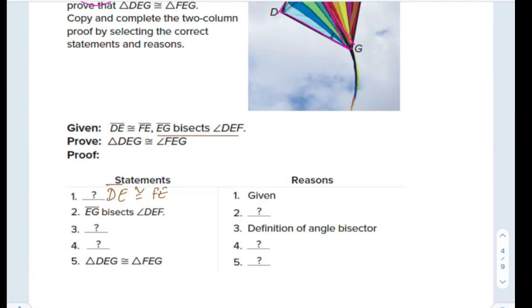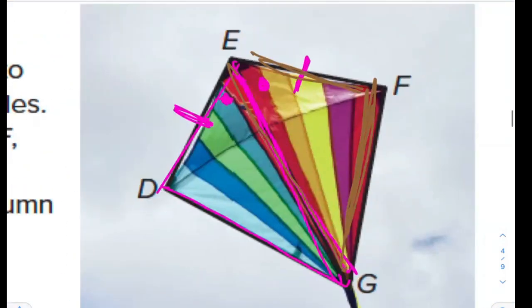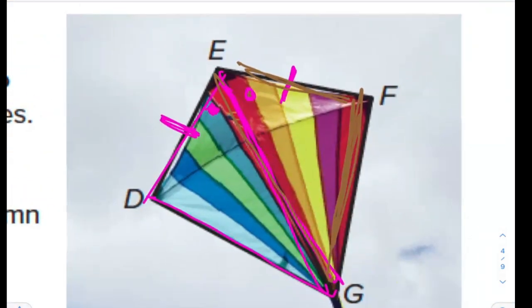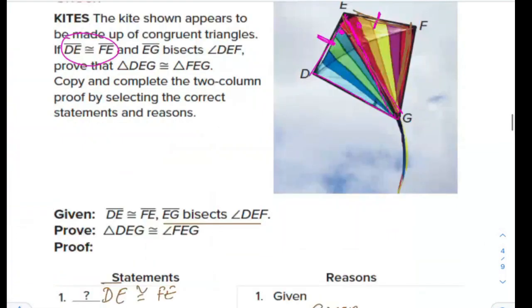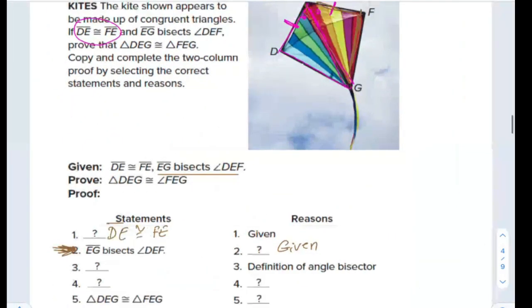I advise everyone to write all the given information at the beginning. This is also given. It's not a conclusion done by me. What is the third statement? For the third statement, we will use the benefit of the bisector. We know that this bisector has cut this angle in such a way that this angle is congruent to that one, and we need to prove some congruent angles. So we will write that angle DEG is congruent to angle FEG from the second triangle. And the reason will be definition of angle bisector.